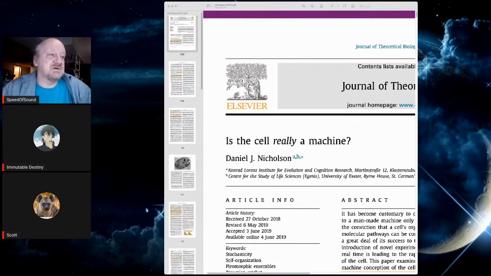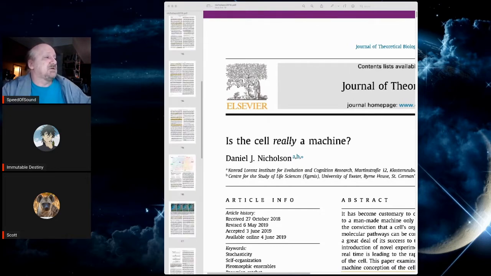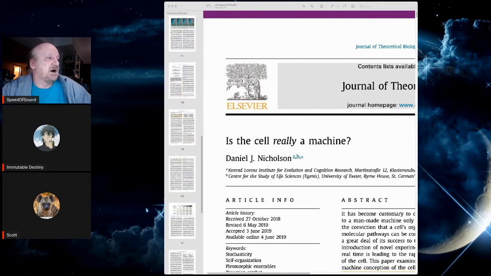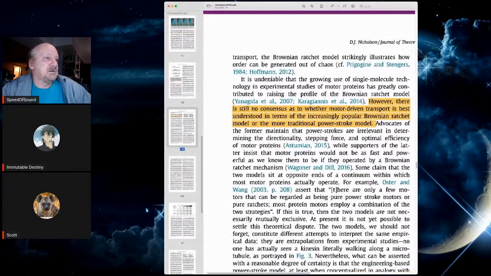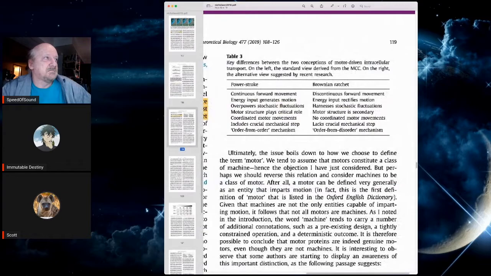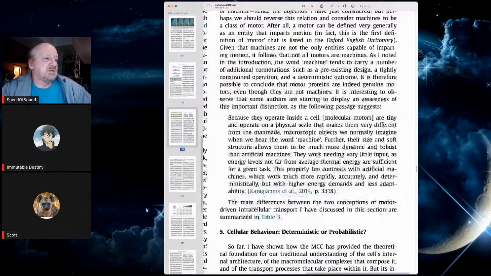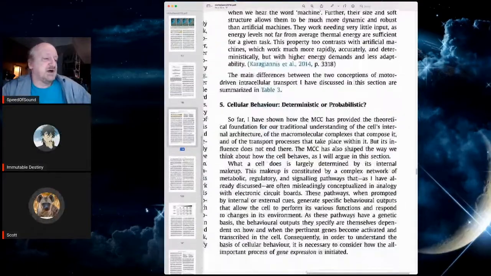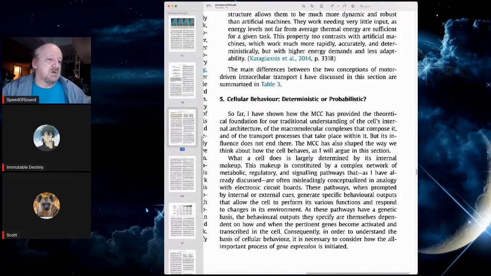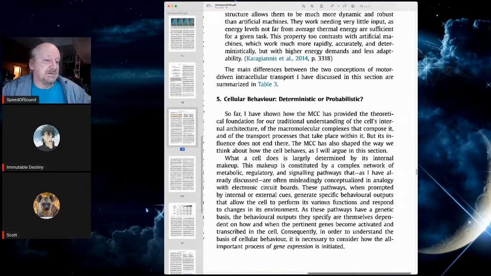Okay, so this is part 3 of "Is the Cell Really a Machine?" by Daniel J. Nicholson. And I believe we left off wherever section 5 is. There's table 3, and then we read this part. Now we're down at section 5. So here is where we are going to start.